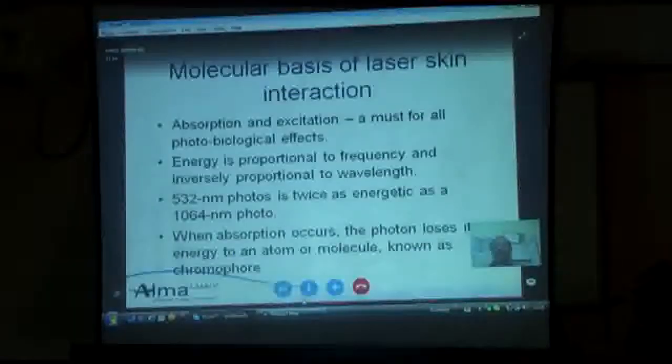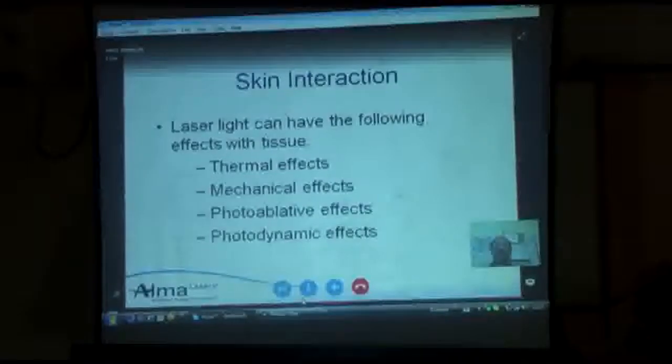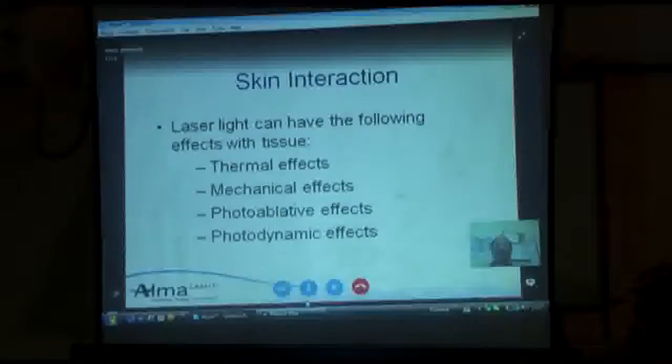Absorption and excitation are a must for all photobiological effects. Energy is proportional to the frequency and inversely proportional to the wavelength. For example, 532 nanometer photons are twice as energetic as 1,400 nanometer photons. When absorption occurs, the photon loses its energy to an atom or molecule known as a chromophore. Skin interactions can be divided into four major events: thermal, mechanical, photoablative, and photodynamic.